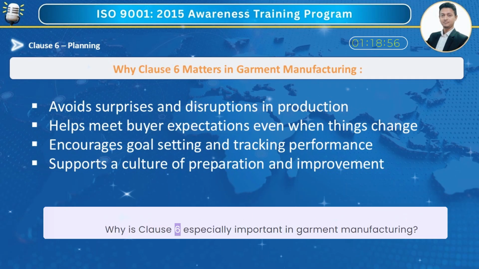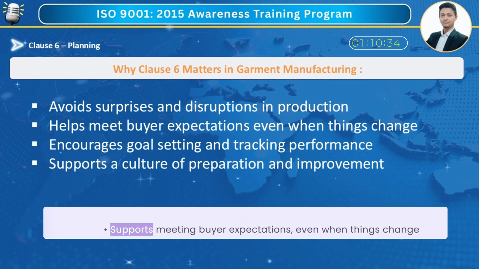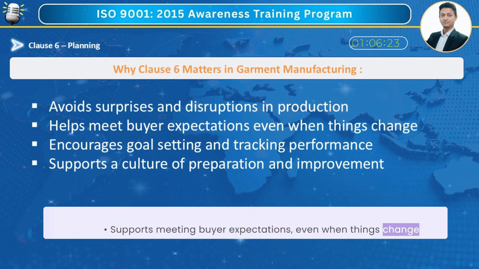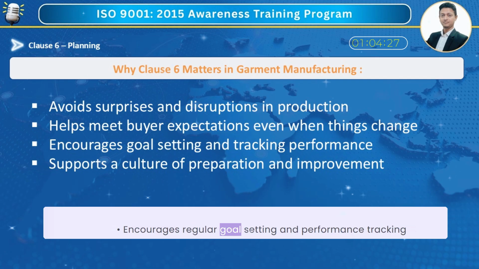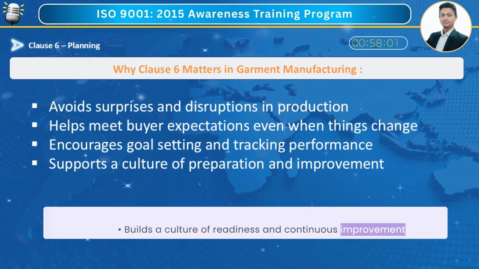Why is Clause 6 especially important in garment manufacturing? It helps avoid unexpected disruptions in production. Supports meeting buyer expectations, even when things change. Encourages regular goal setting and performance tracking. Builds a culture of readiness and continuous improvement.